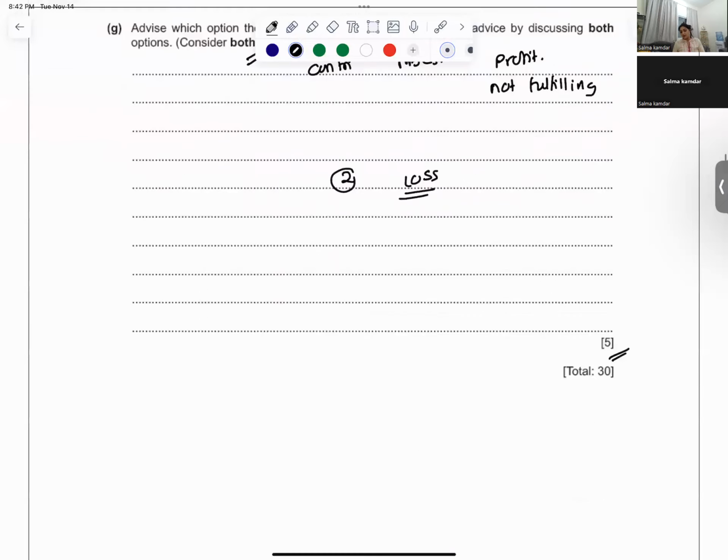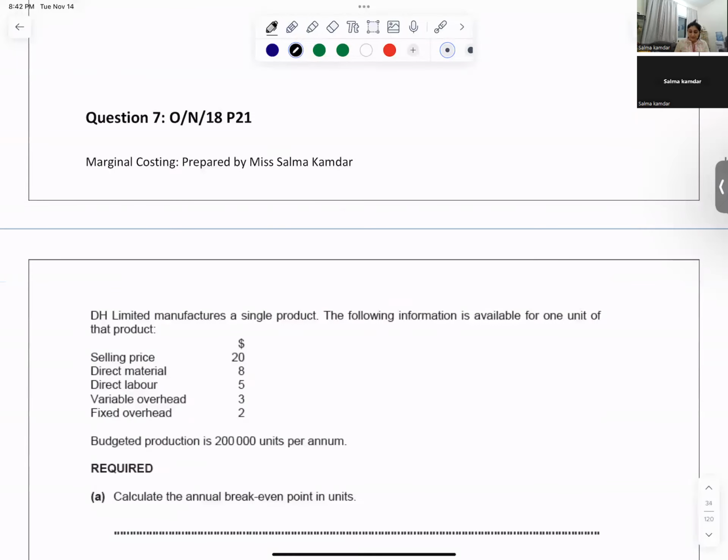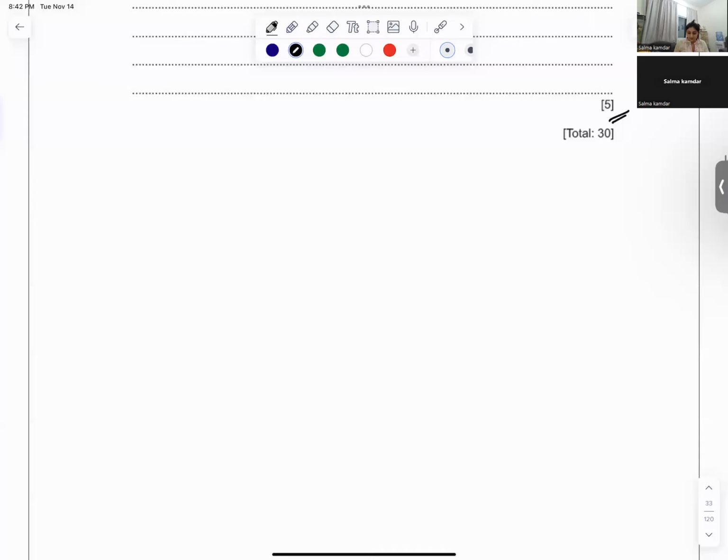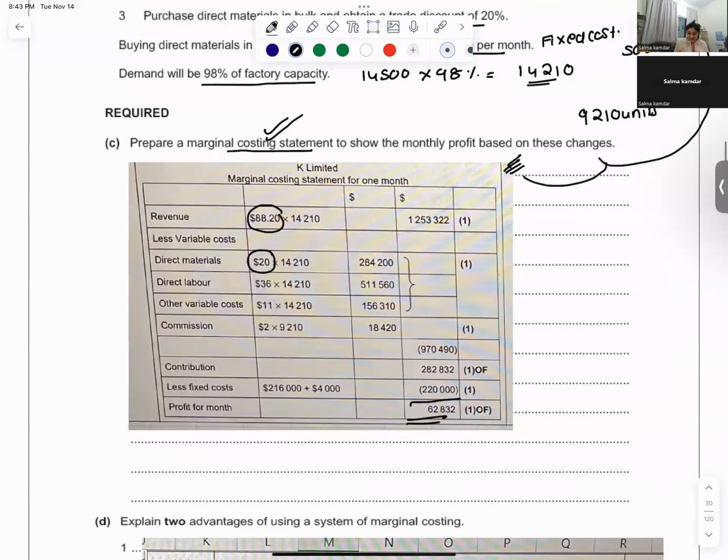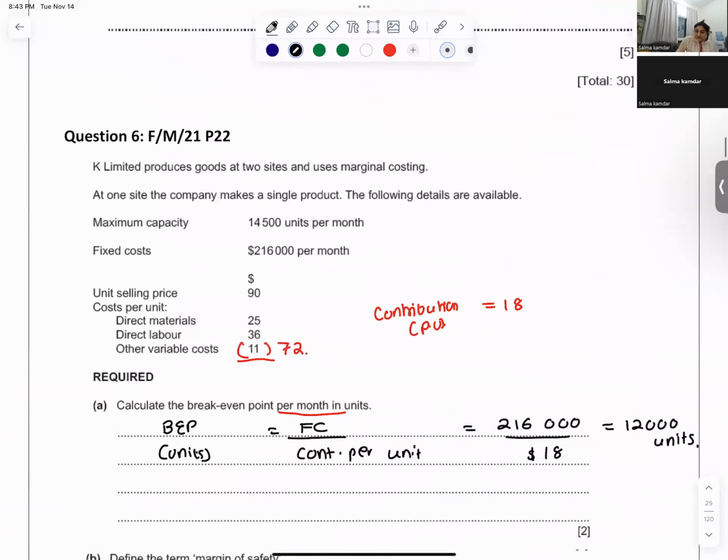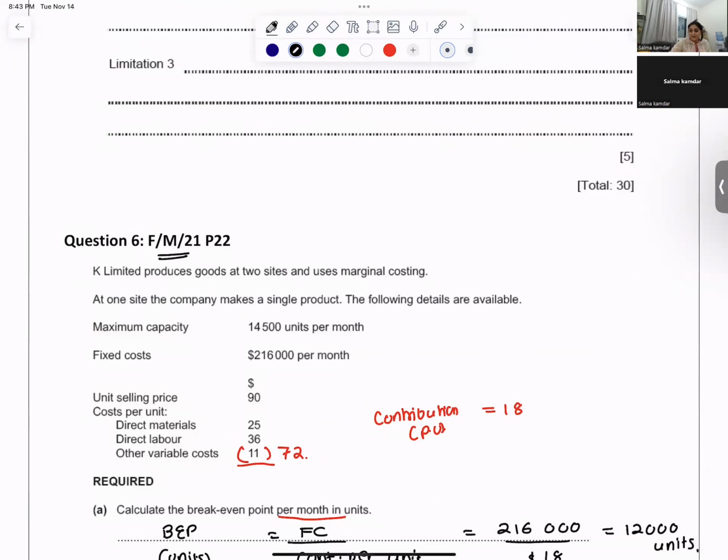So this is how we complete one more sum of marginal costing, which is a very important and very nice sum of Feb March 2021, paper 22.